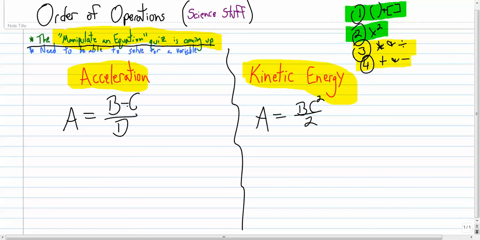So if I want C by itself, the first thing I'm going to do is I'm going to take care of this division. And the opposite of division is multiplication. So if I've got a divided D, I want to get rid of that divided D. So I need to multiply this side by D. If you want to write D over 1 to help remind you that this D is on top, you can. I don't usually do that, but you can. So if you multiply this side by D, it cancels out. But whatever you do to one side, you got to do to both.